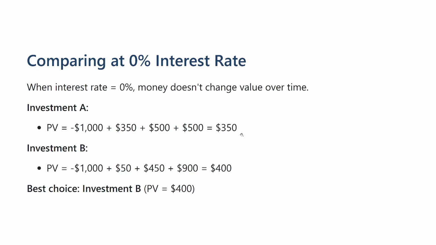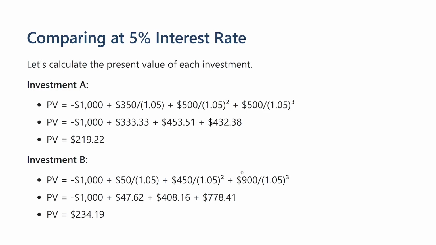So let's compare investment A and investment B at a 0% interest rate, meaning there's no interest rate. Money does not change value over time. That's what it means. So we simply add them together, right? All the 1 plus R's will be 1, so dividing by 1 is the original value. We just add them up. Okay, investment B is better. They're all making money, but investment B is making more. So we choose investment B.